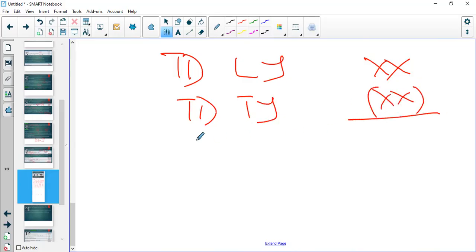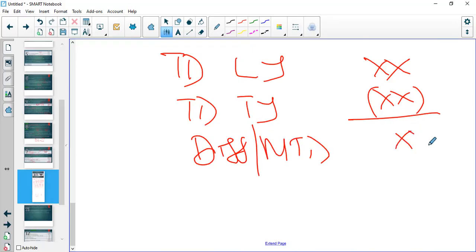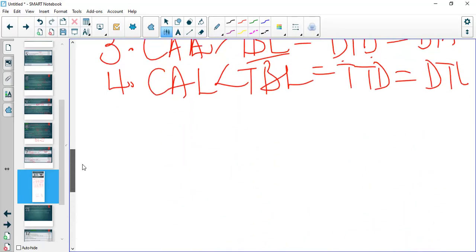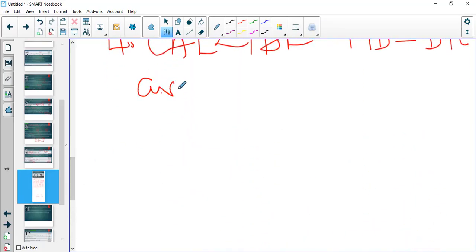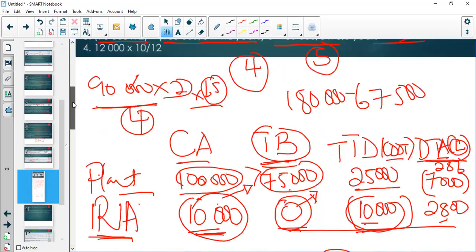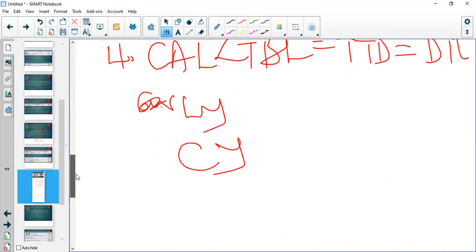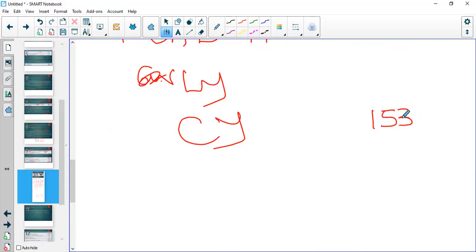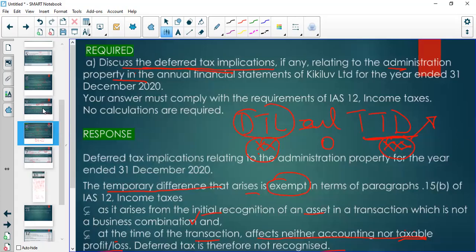Then we look at the difference between those two, in other words, the movement in temporary differences. That's the amount that we use to calculate taxable income, not the actual balance, but the movement from last year to this current year. So we have the balance for this current year, which is given as 153,500. But last year we have to calculate it.